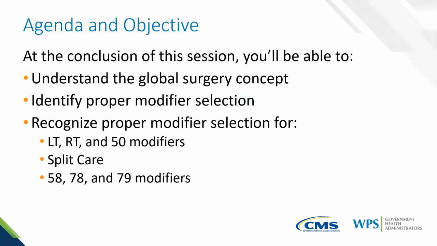Here's what we're going to be talking about today. We want you to have a good understanding of the global surgery concept. We want to identify individual modifiers and how you determine which modifier is appropriate for the situation that you have. And then specifically, we're going to talk about the LT, RT, and 50 modifiers. We're going to talk about split care, which is the 54, 55 modifiers, and then modifiers for additional surgeries during that global period, which is the 58, 78, and 79.